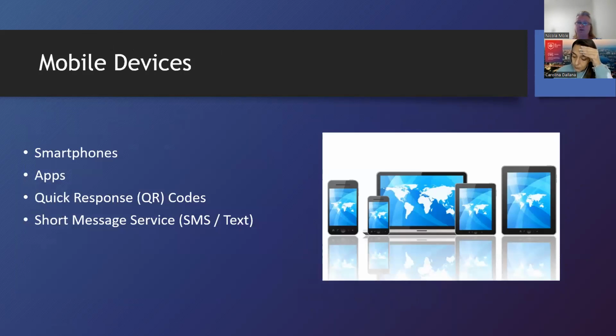Mobile devices, and you might think, why are we talking about mobile devices? Why do we need to consider this? We all have mobile phones. I think we need to consider where we were 10, 15, 20 years ago and the development of these devices to see how significant they are and how much change they've brought about in terms of marketing. So the mobile devices that we consider, the smartphones, the apps that you can use on your smartphones, your QR codes, and your messaging or your text services.